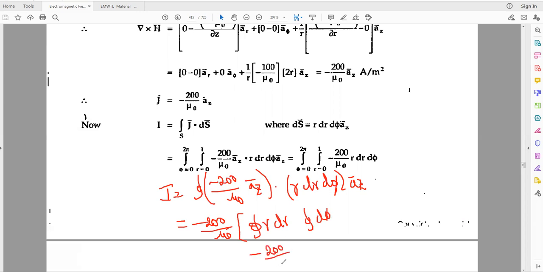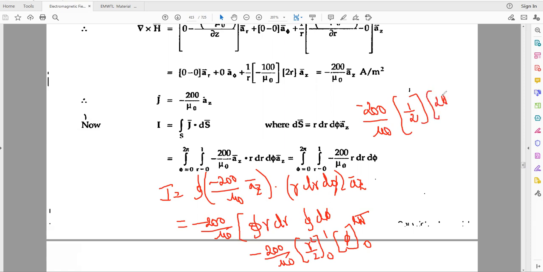Minus 200 by mu naught, R into dr is R square by 2, with R having an upper limit of 1 and a lower limit of 0. And dφ has an upper limit of 2 pi and a lower limit of 0. So minus 200 by mu naught, R square is 1 by 2, and the 2 pi. So 2 gets cancelled, and finally the current is equal to minus 200 pi by mu naught.